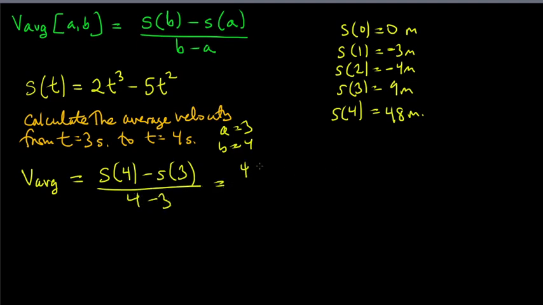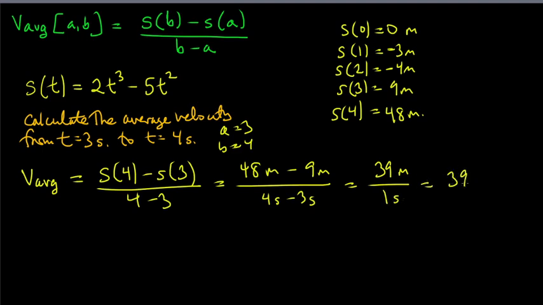So s of 4, remember, was 48 meters. S of 3 was 9 meters, divided by 4 minus 3, 4 seconds minus 3 seconds. So, right, so the distance we traveled is 39 meters, right, divided by 1 second. So 39 meters per second.